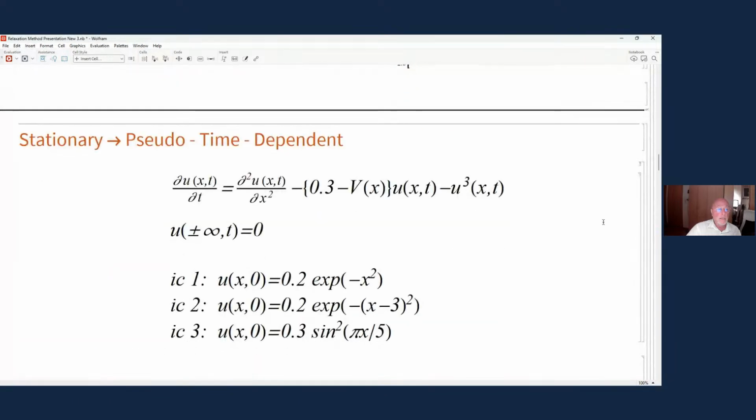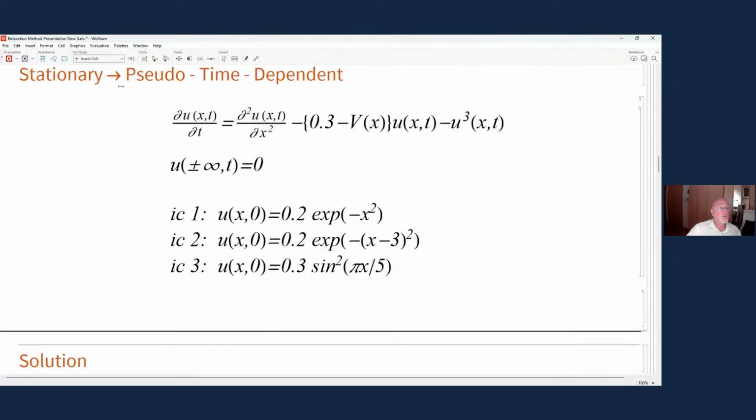Now what we are going to do is go from the stationary to the pseudo-time dependent equation. You see that according to the rule, we added the first derivative with respect to time to this equation, and the dependent variable here depends now on x and t, so it also depends on pseudo-time. The potential we do not make time-dependent, but all other variables depend on x and t. And we, of course, introduce t into the boundary conditions.